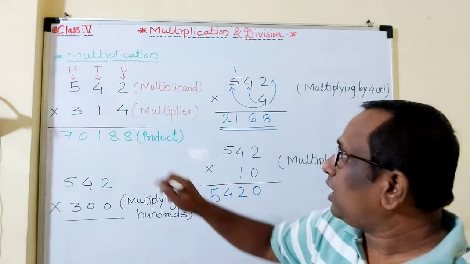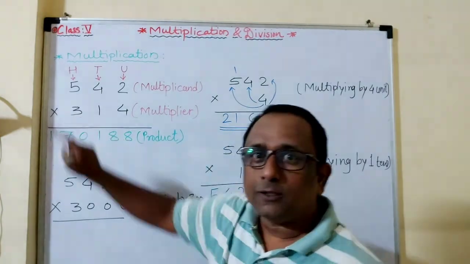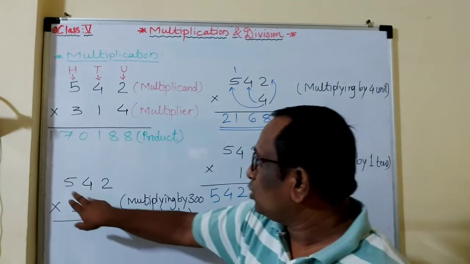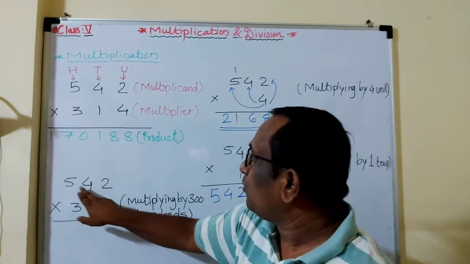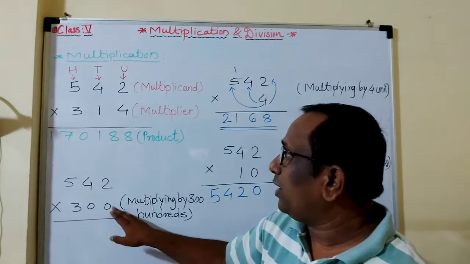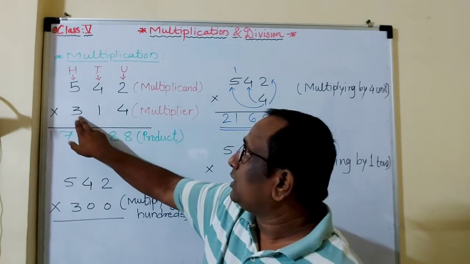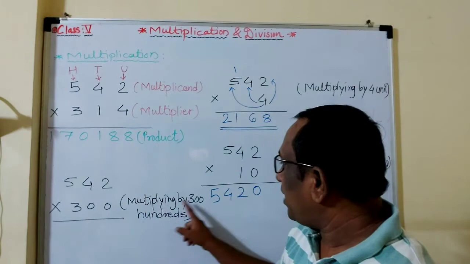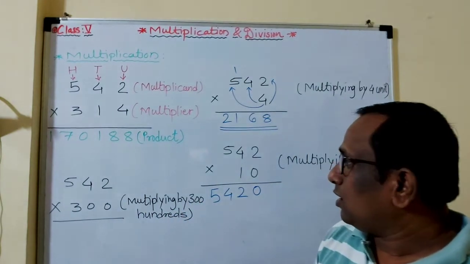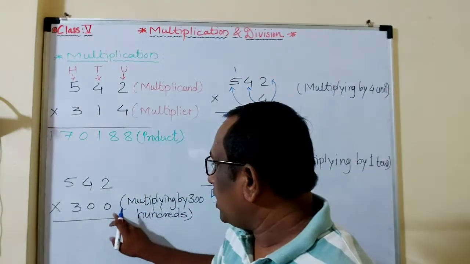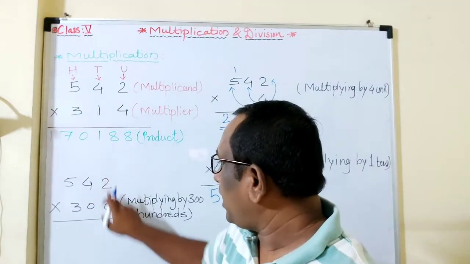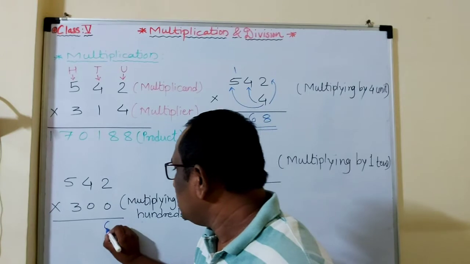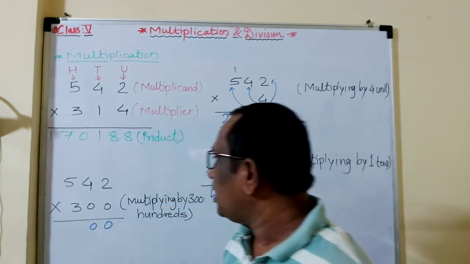the 100 place. Now at the 100 place here is 3. Let's see. Again the multiplicand is 542 multiplied by 300. Why 300? Because here 3 is at the 100 place. Now multiplying by 300. Here 2 zeros are there. If we multiply 0 by 2, 0 by 4, 0 by 5, the answer is 0. So these 2 zeros we have to write here.